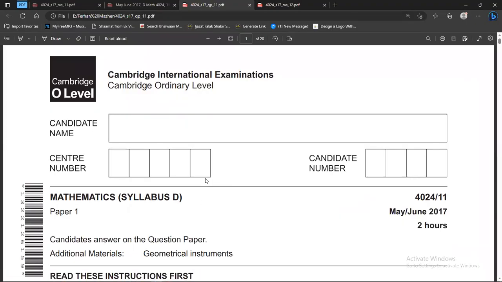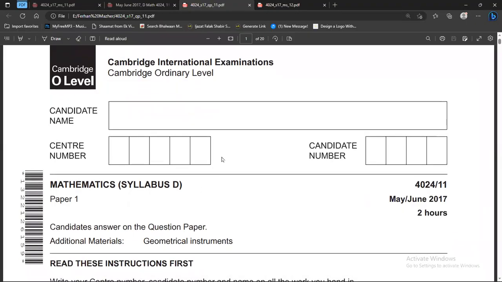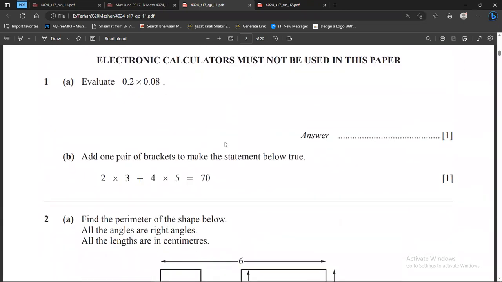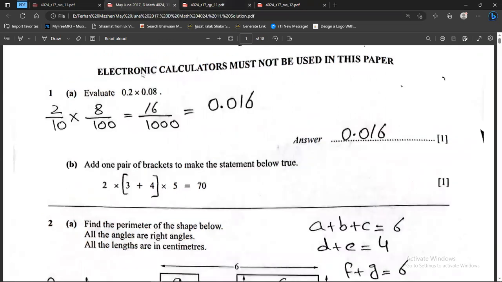So on your screen, this paper is showing up. This is May-June 2017, 1-1. This is Mathematics Syllabus D Maths 4024 1-1 paper. So let's go to the first question. Question number 1, A part. Evaluate 0.2 multiply 0.08. It will become 2 by 10 multiply 8 by 100, and this will become 16 by 1000. Move the decimal, so it will become 0.016.